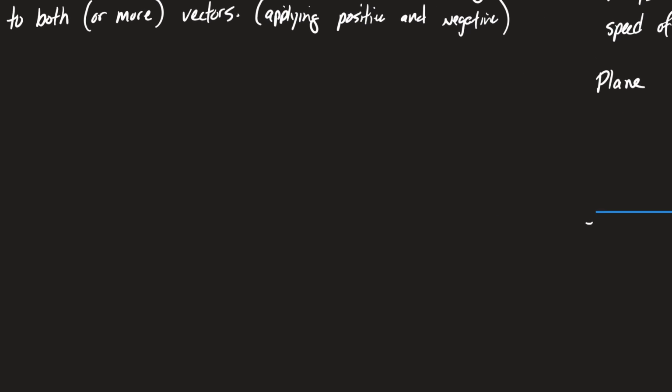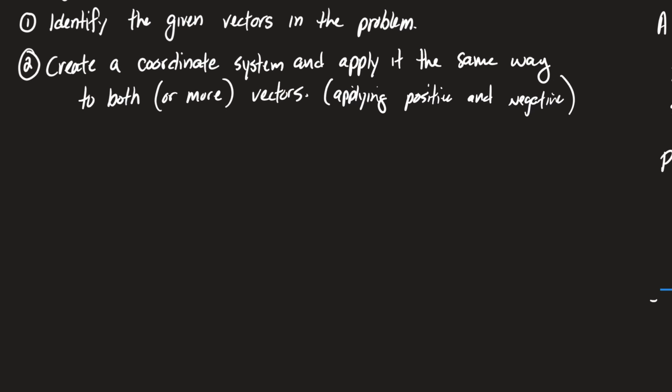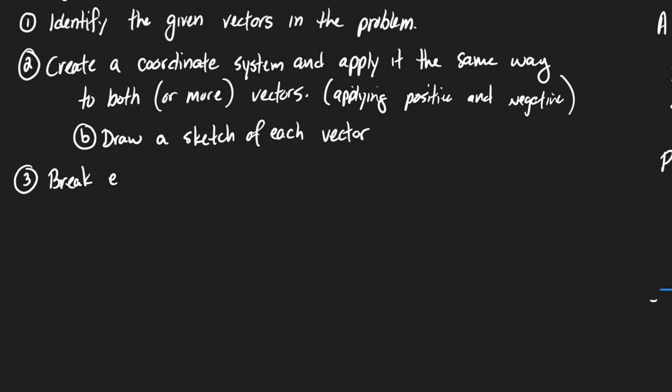Right, back to our set of steps. As kind of a part B to this, we're going to be drawing a quick sketch of each vector. So step 3, break each vector down into its components. That vocabulary word again: break each vector into its component vectors.